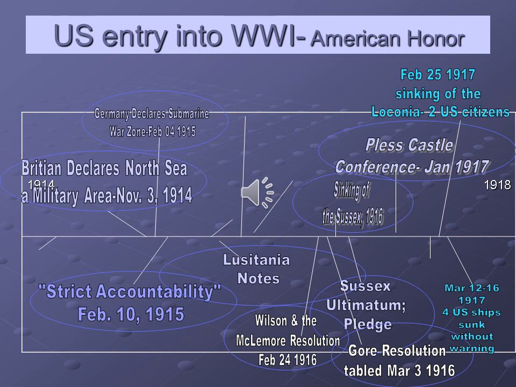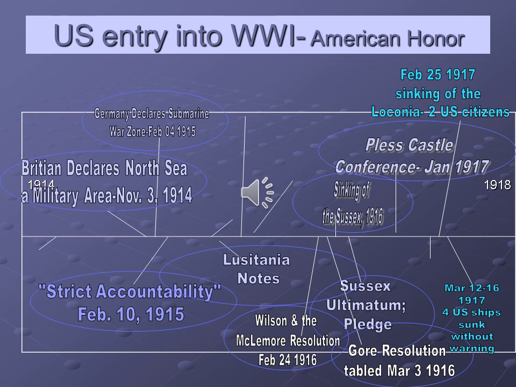And this basically puts the power in Germany, because once Germany switches to the Pless Castle Conference, that means Wilson has to go to war because of his strict accountability pledge. He can't negotiate with them. He can't talk with them. He can't work something out within the Pless Castle Conference. He just has to go ahead and go to war with them.